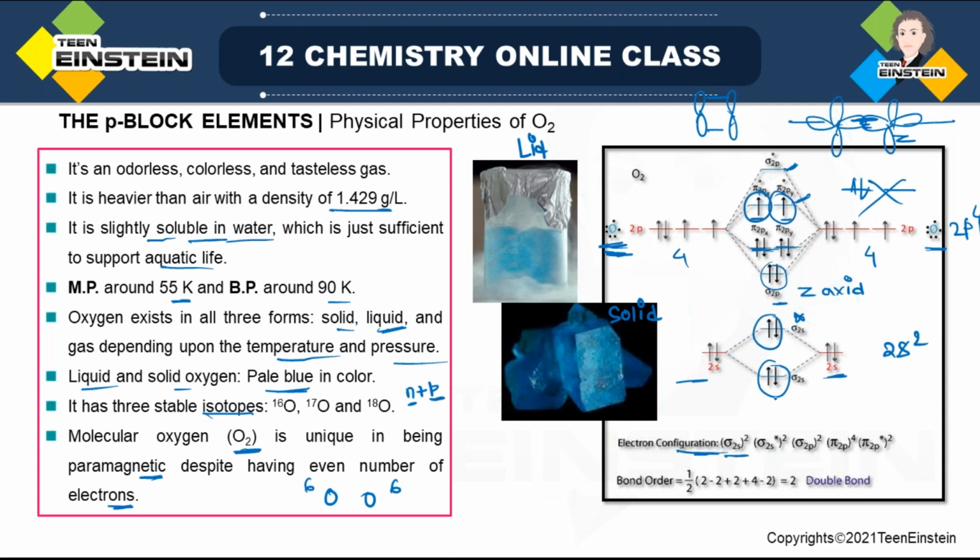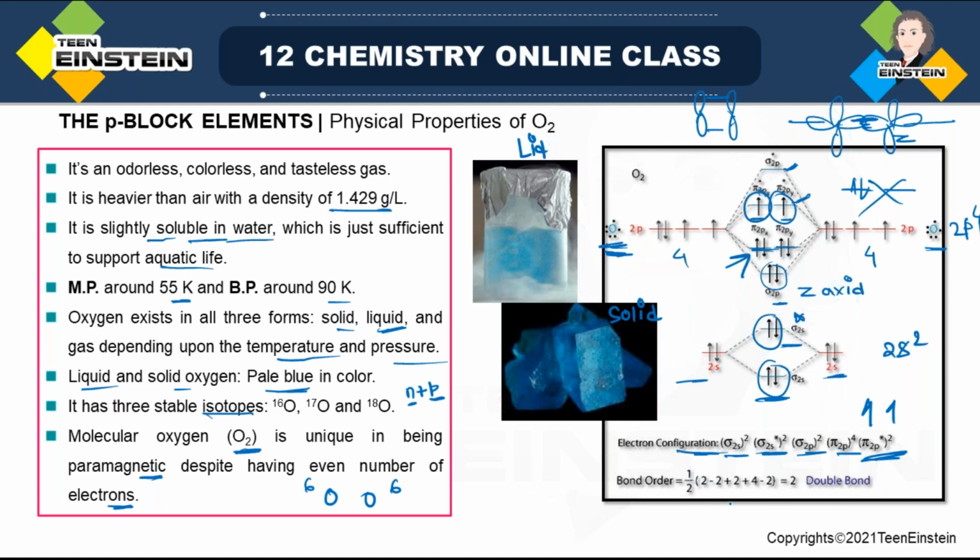Now this MO representation you can also write in this way: sigma 2s2, sigma star 2s2, then sigma 2p2, pi 2p4, and pi 2p star 2. So here we have unpaired electrons, and for that reason it is paramagnetic.